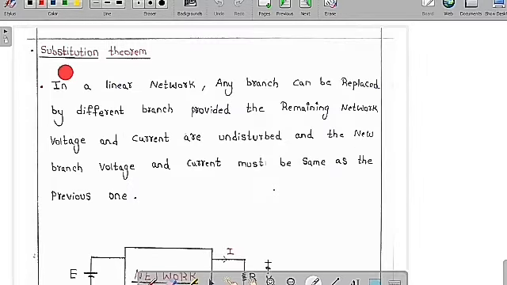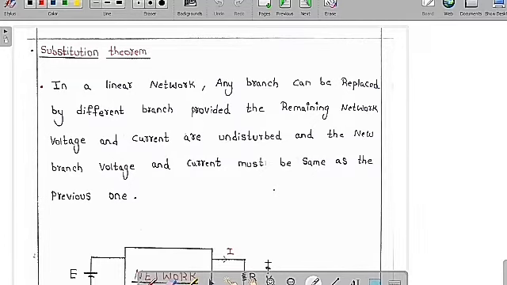Now we are going to learn about the substitution theorem. In a linear network, any branch can be replaced by a different branch, provided the remaining network voltage and current are undisturbed and the new branch voltage and current are the same as the previous one. So in a linear network, any branch can be replaced by a different branch, provided the remaining network voltage and current are undisturbed and the new branch voltage and current are the same as the previous one.